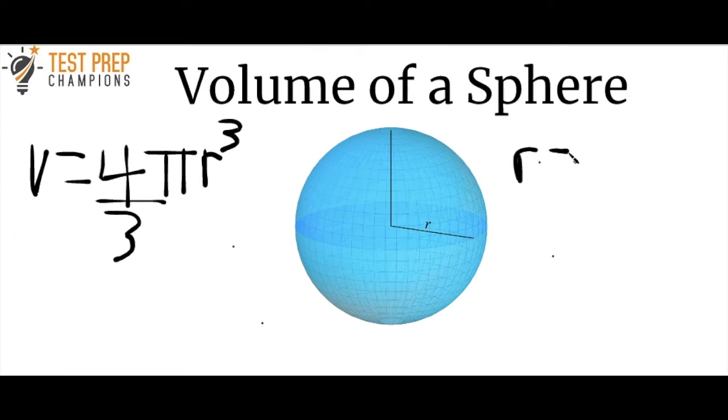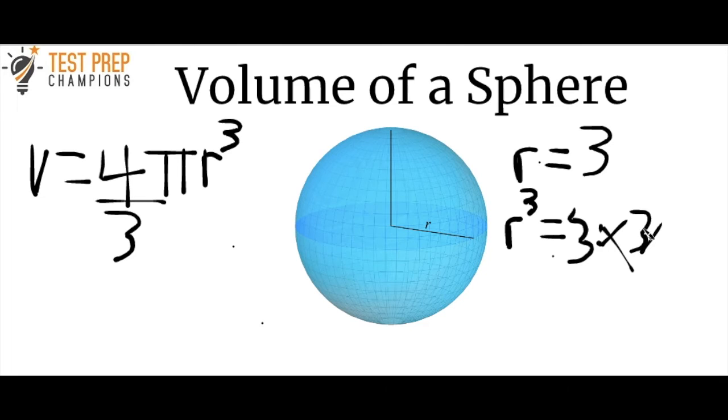So let me just give you an example here. Let's say that the radius is equal to 3, and I'll let you pause the video and try it out on your own. Okay, so let's go over this. In the formula we have r cubed, so let me do that right off the bat. r cubed is going to be equal to 3 times 3 times 3, because r is equal to 3. So 3 times 3 equals 9, times another 3 gives us 27.